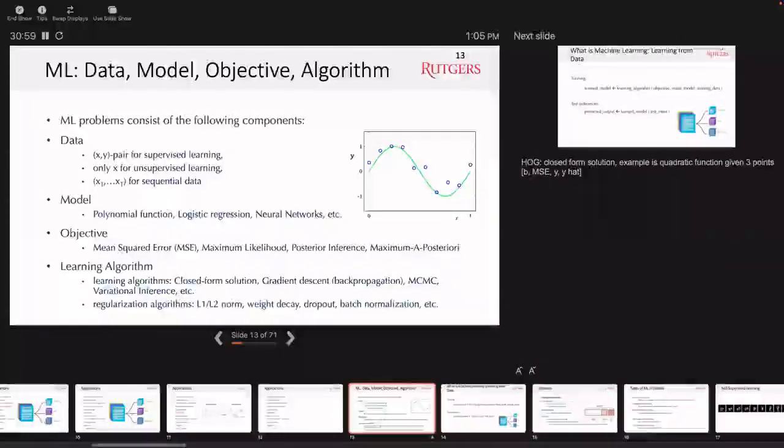Cool. Good questions? Any more questions? What's the difference between regularization and the learning algorithm? Good question. A learning algorithm tries to help you reach the optimal model, the model that can minimize or maximize your objective function.